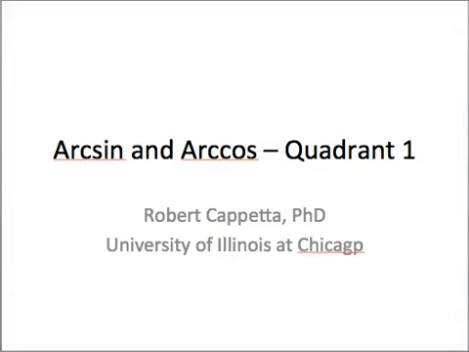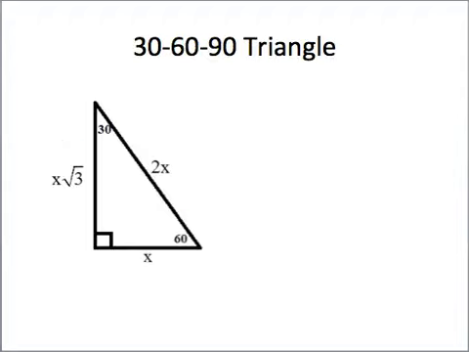This is Bob Capetta from the University of Illinois at Chicago, and this lesson is on the arcsine and arccosine function in quadrant 1. We're going to begin with a 30, 60, 90 triangle.